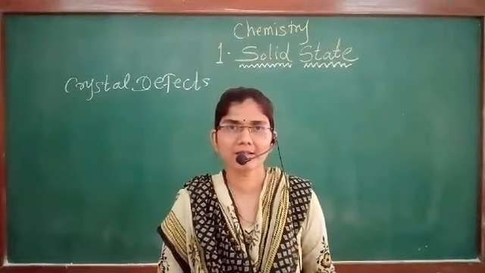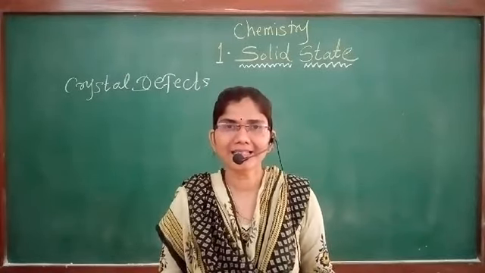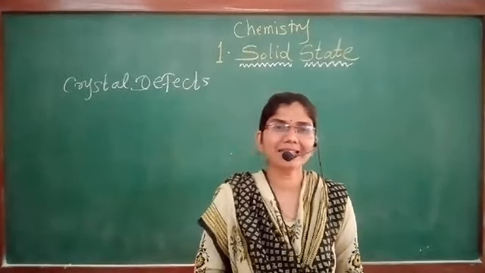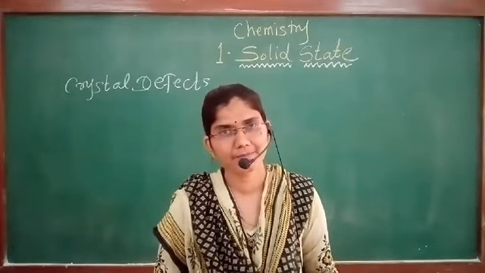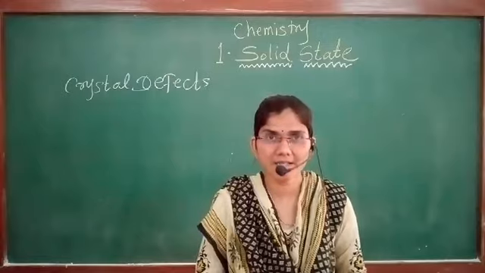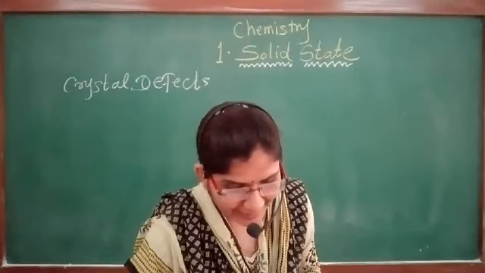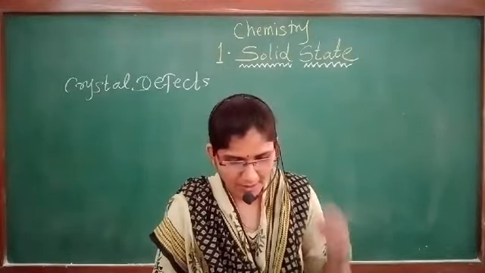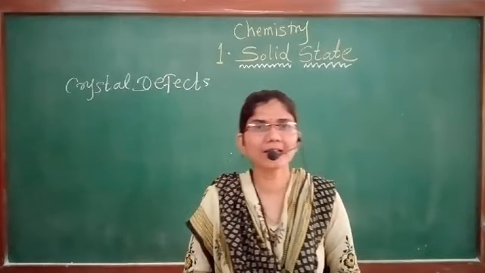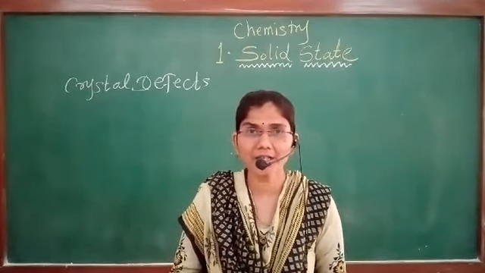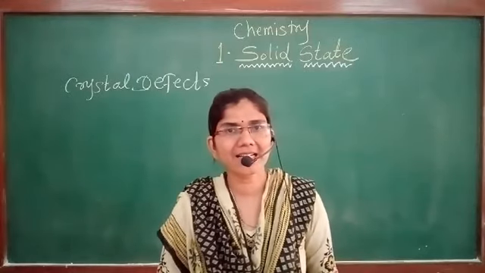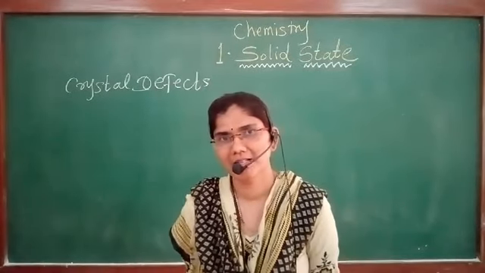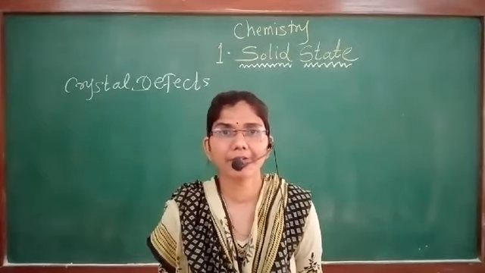Why? Because when the crystal structure is formed, if the crystallization process occurs at a faster rate than the required rate, then the constituent particles are arranged irregularly, due to which there is a fault in the crystal structure, and that fault is called a defect.